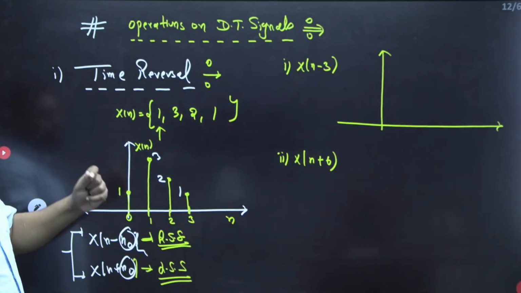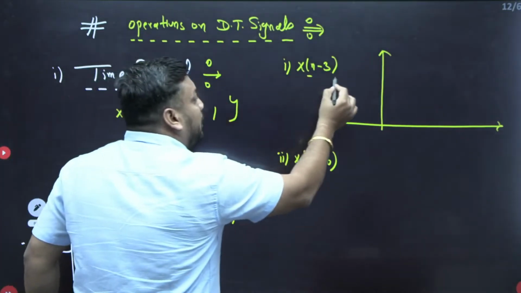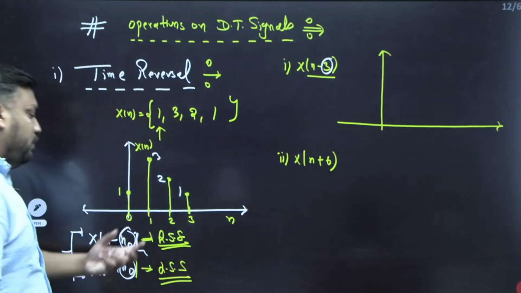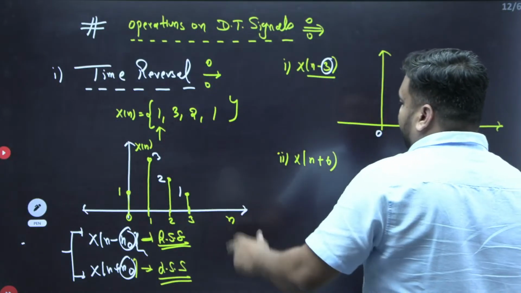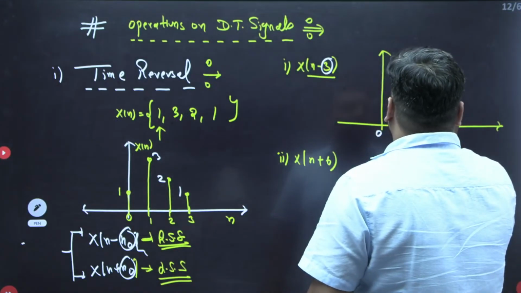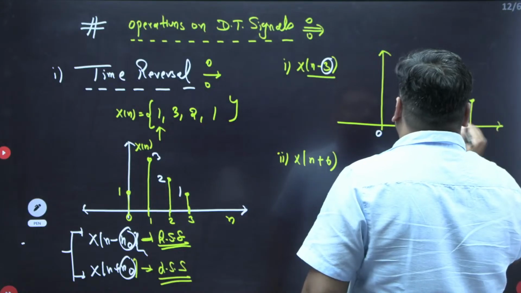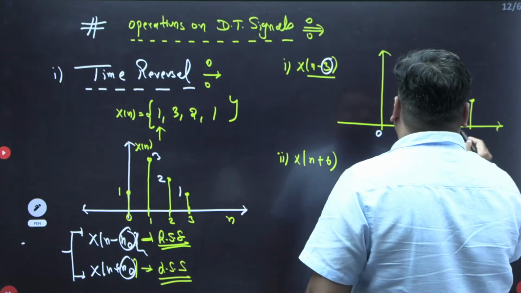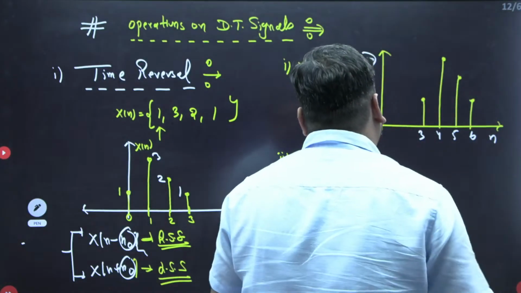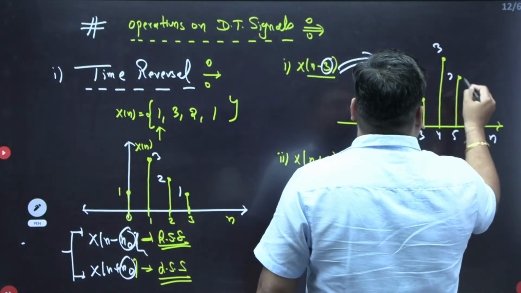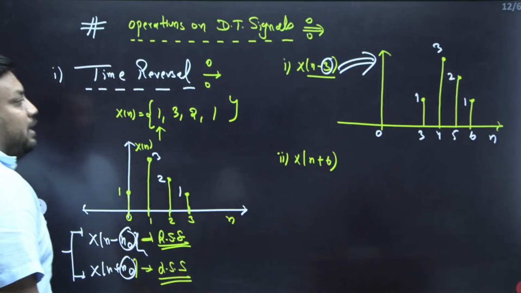So x of n minus 3 means this is my x of n. I have to shift this signal in the right hand side by how much distance? By 3 distance. If I shift this signal by 3 distance in the right hand side, then my 0 will become 3. So you should write here 1 3 2 1, and this value is nothing but 3, 4, 5, 6. Is this clear to you? Yes or no? X of n minus 3, so you should write here 1 3 2 1, and 0 will be 3, 4, 5, 6. So this is nothing but the x of n minus 3 diagram.